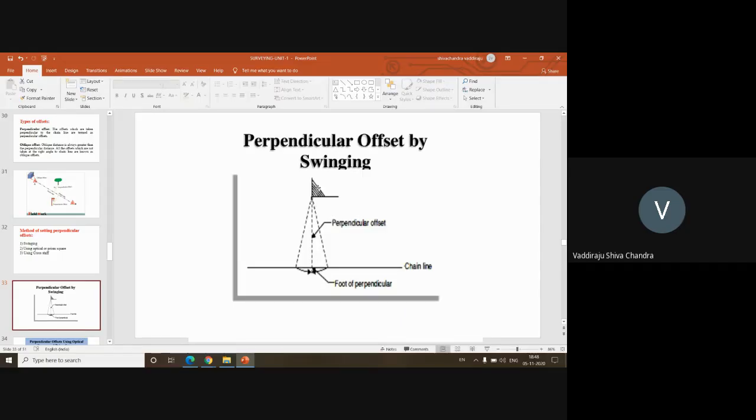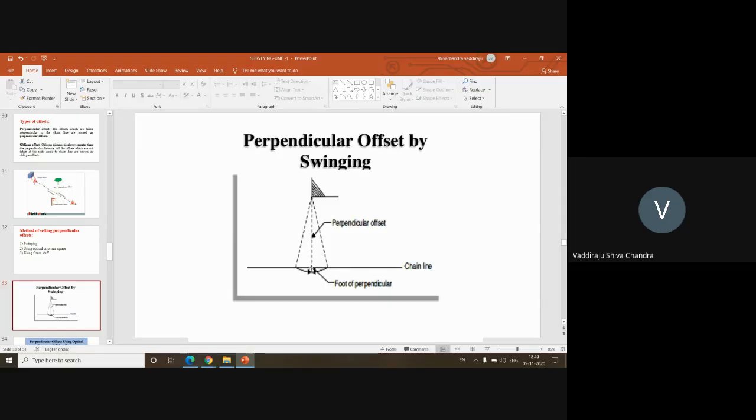If you are in this direction, it's a slant height. Here also it is a slant length or slant height. Only here it is the perpendicular, and the distance also gives you an indication that this is the perpendicular offset. Wherever it touches the chain line, that is going to define the foot of the perpendicular offset.